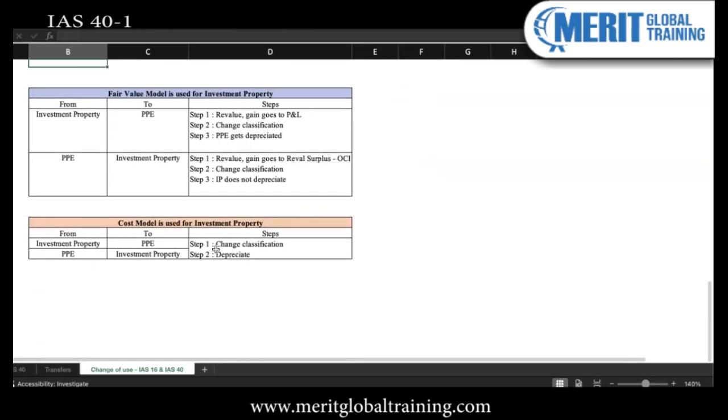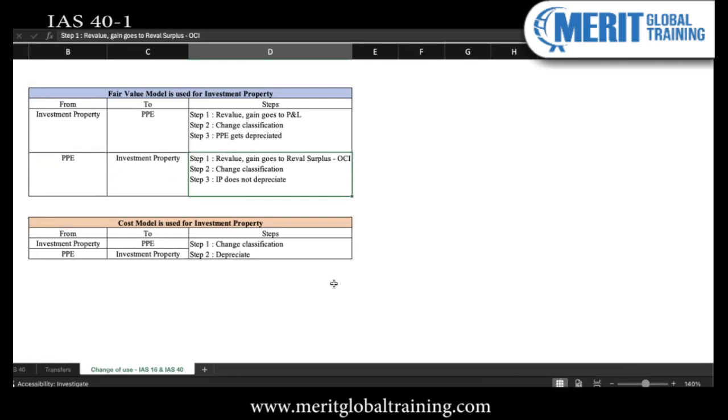This table here in a way summarizes what we have discussed. When you are going from investment property to PPE, step 1, revalue, gain goes to P&L. Step 2, change classification. Step 3, PPE gets depreciated. If you are going from PPE to investment property and fair value model is used for investment property, revalue, gain goes to revaluation surplus OCI. Then change the classification. Then, of course, you realize the fact that investment property under the fair value model does not get depreciated.